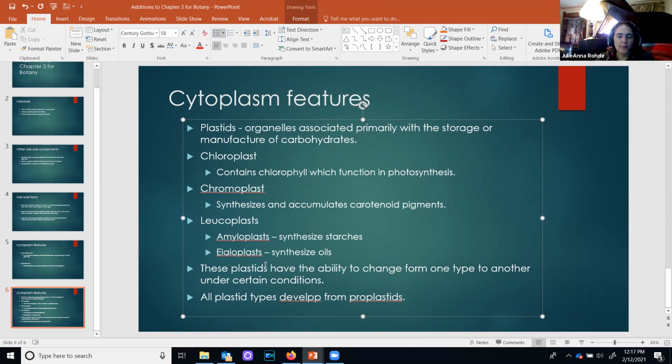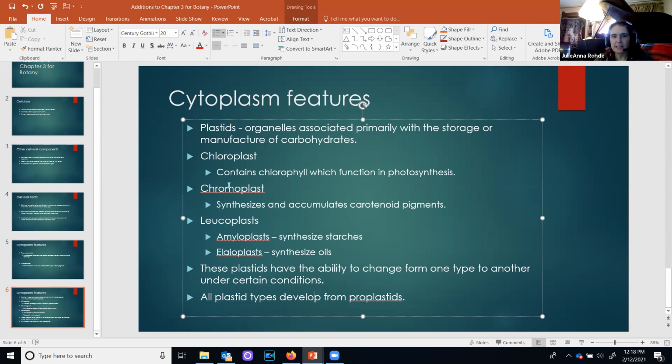Another interesting thing about these plastids is they have the ability to change from one type to another under certain conditions. Again, I think we will probably get into that. I've mentioned that the chloroplast has its own DNA. So these are all derivatives off of each other, and they all develop from something called a proplastid. You've got this vague, basic plastid that can become pretty much anything, whatever's needed. The mechanisms of that are going to come in a little bit later.